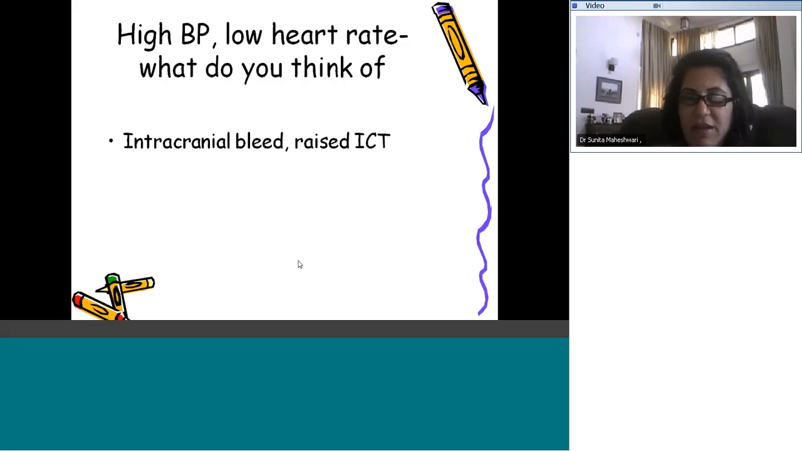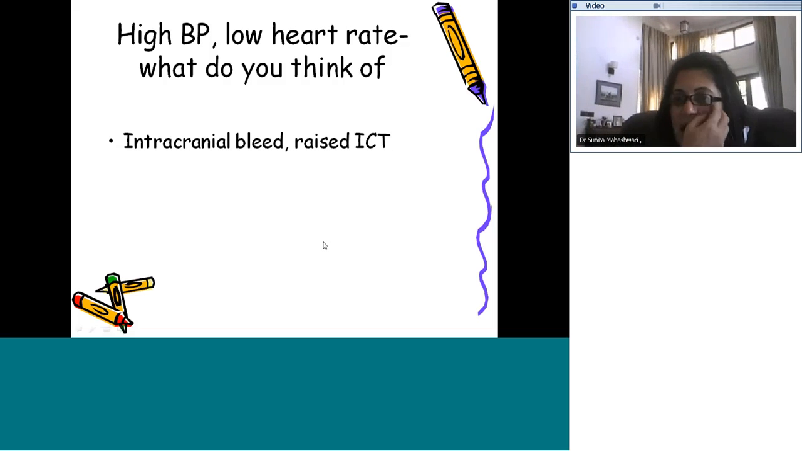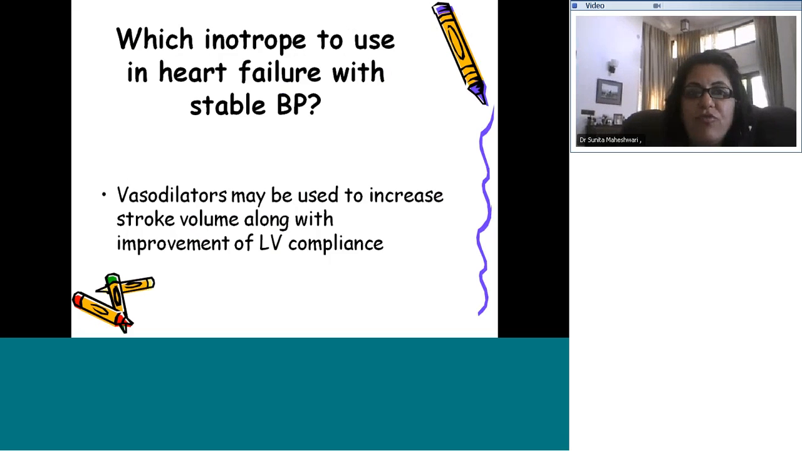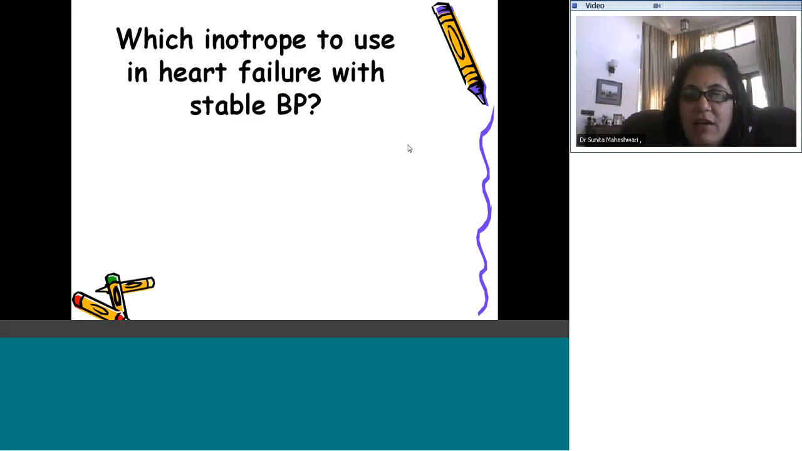Okay, so my advice to all of you is do a little bit of time with your radiologist and learn cranial ultrasound as well. So which inotrope to use when you have heart failure with a stable blood pressure? What are your inotrope choices? Baby is in heart failure, but BP is okay, in the sense that he's tachypneic, he's got retractions, liver's down. But his blood pressure is okay. So, dobutamine, milrinone, dopamine. BP is stable.